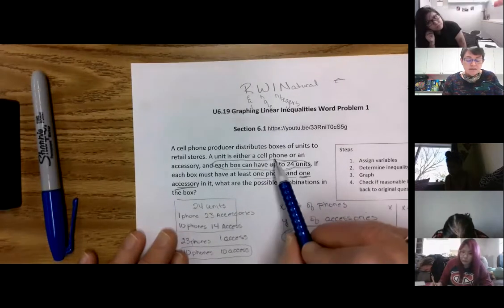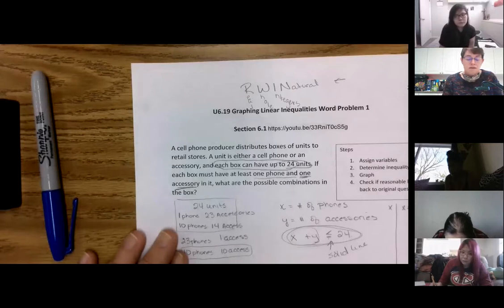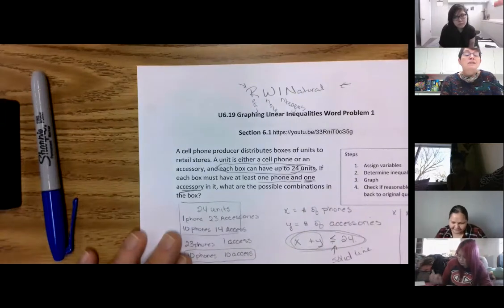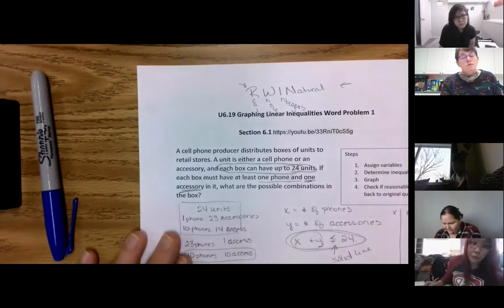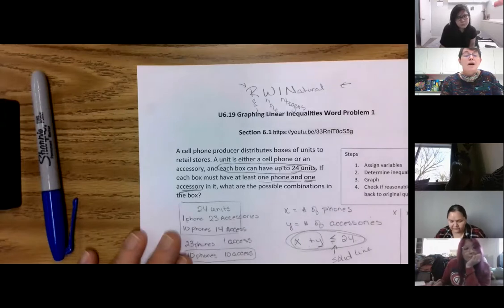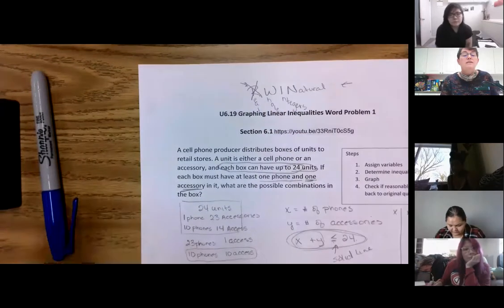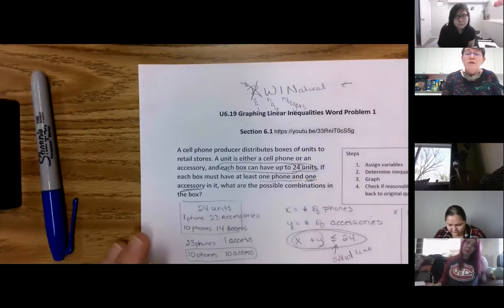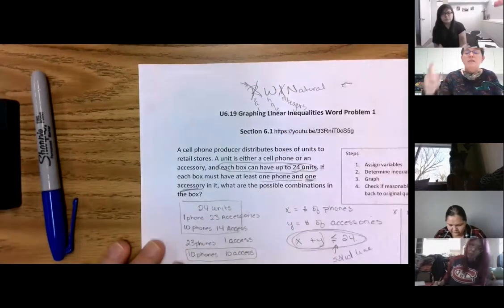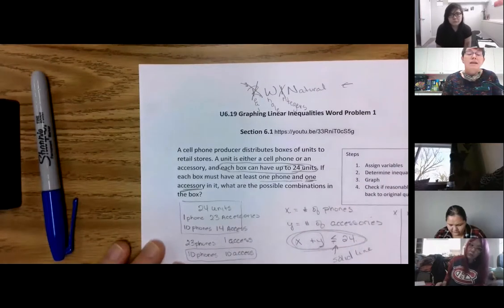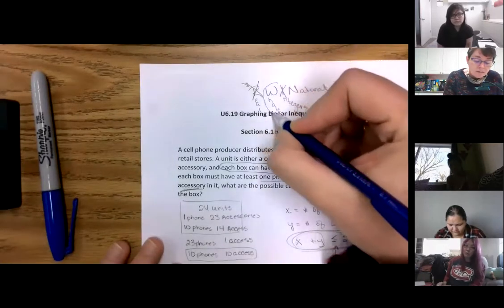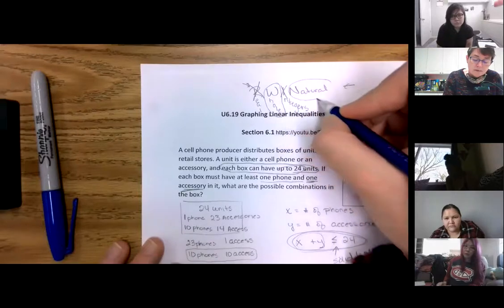We have boxes which have cell phones and accessories. So the first thing I want to talk about is real numbers. Real numbers include fractions. So are you going to have a box with half a cell phone? No. So this is not it. Or a negative cell phone. That doesn't make any sense. So that's no good. And I can also throw out integers because those include negative numbers. And I can't send minus 4 accessories. So we're either at whole numbers or natural numbers.